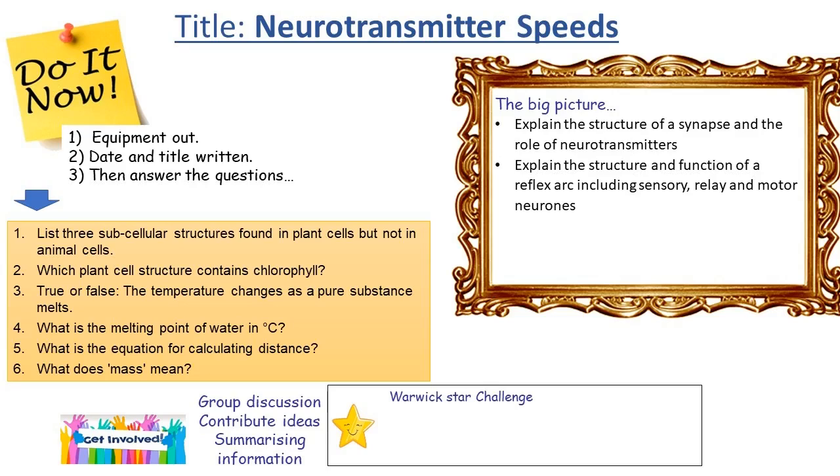Today's heading then is neurotransmitter speeds, and there are 2 main areas of this topic that we need to be really sure that we cover and that we understand. The first is synapses. We need to understand the structure of a synapse and the role that synapses play in the nervous system. And the second is what's called a reflex arc. We'll talk about reflex arcs and their role in the nervous system as well. So just pause here, write yourself down the title, and then press play when you're ready.